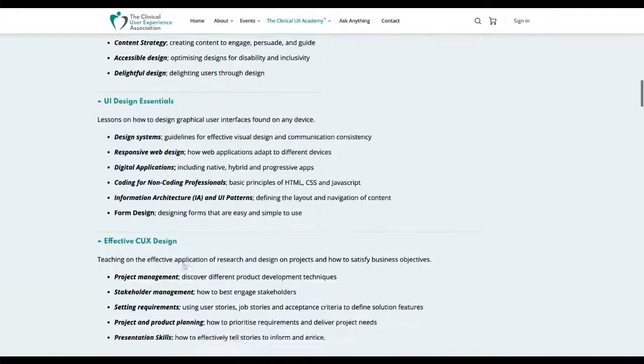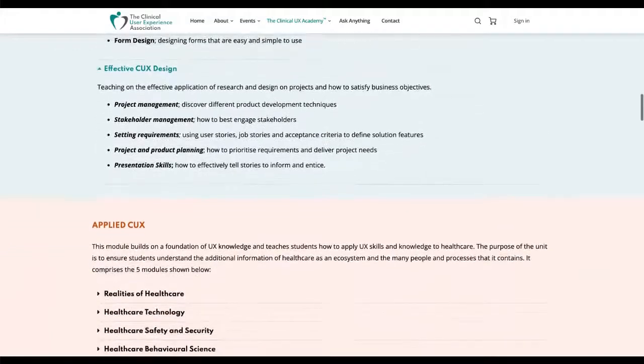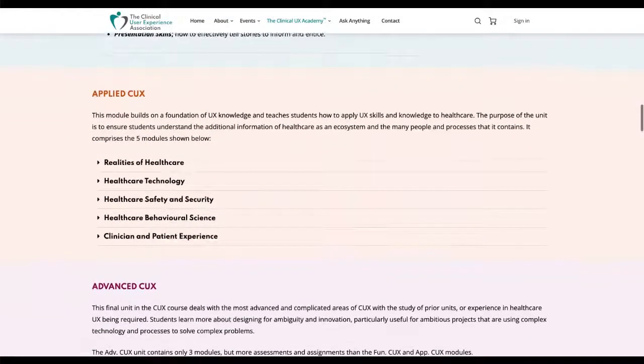And that leads into that last topic then, effective clinical UX design. And this is really about, now that you're working on a project, how do you work with others? How do you turn this project idea, this brief, into a real product, something that people actually use? So then the next unit then is the applied clinical UX.